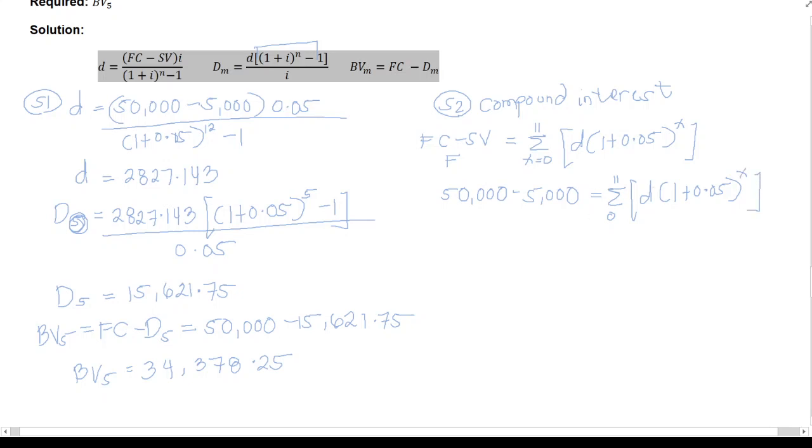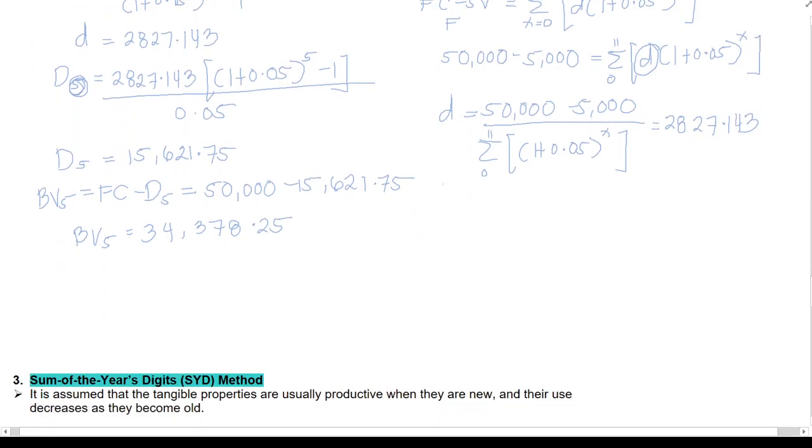Okay, so if we are going to get the value of depreciation, we just divide by the coefficient, that is 50,000 minus 5,000 divided by the summation from 0 to 11th year of (1 plus 0.05) raised to x. That is the depreciation. So it's the same; the depreciation is also equal to 2,827.143.